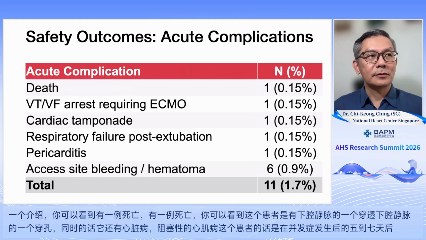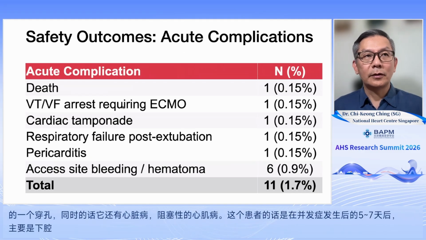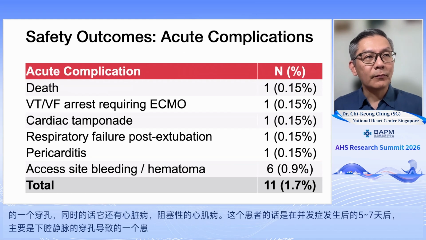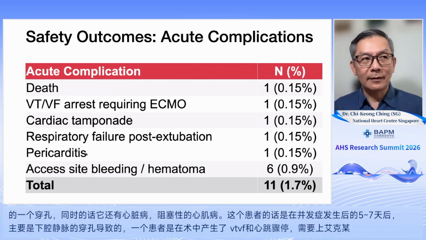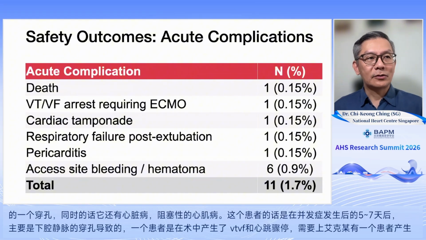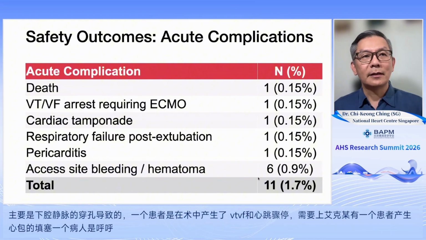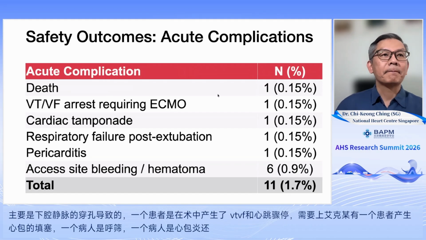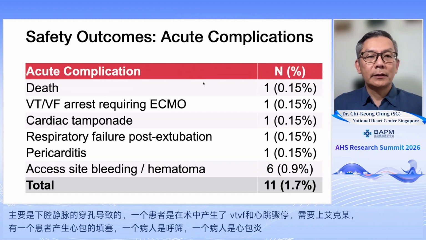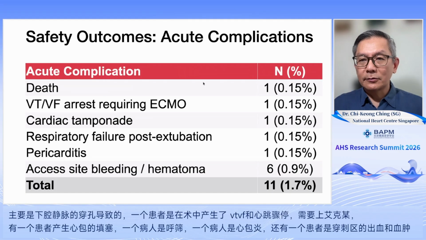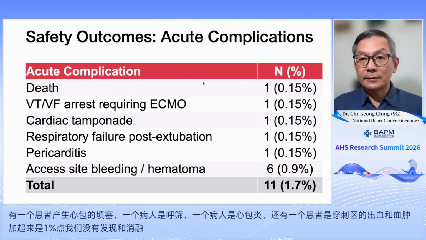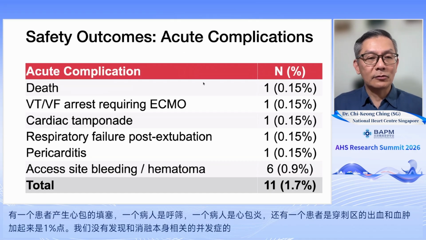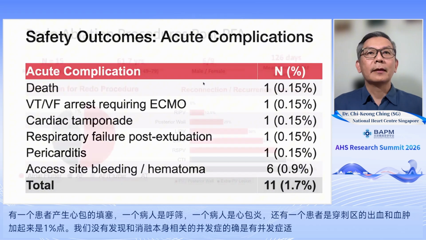1 very sick patient had VT/VF arrest during the procedure requiring ECMO. 1 case of cardiac tamponade. 1 of respiratory failure post-extubation. 1 patient with pericarditis, and 6 patients with access site bleeding or hematoma, giving rise to about 1.7%. No real complications related to ablation. All these complications are related to the invasive or interventional nature of a cardiac ablation.